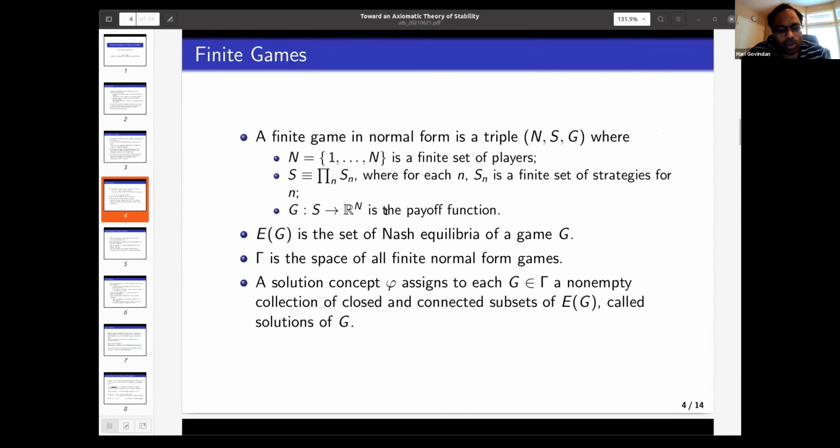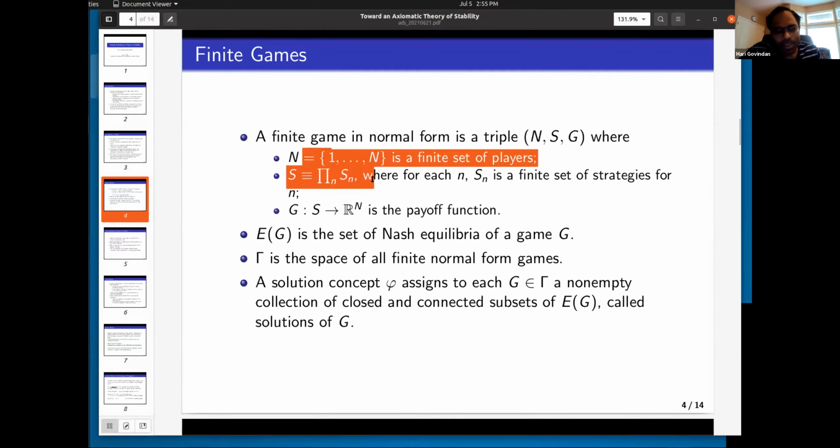Okay, so a brief notation. I don't expect you to remember any of this notation. Since I'm not doing any proofs, you don't really need to remember much of this, except that by a game, I mean a finite set of players, and a set of strategy profiles S. Little n denotes a player.